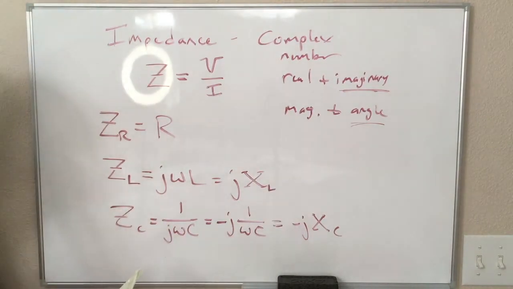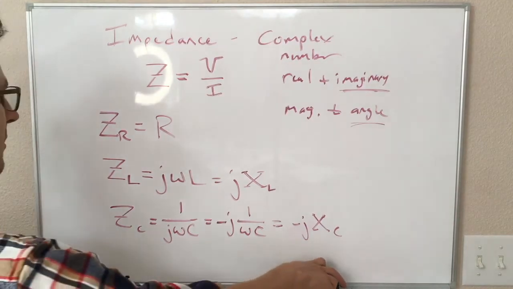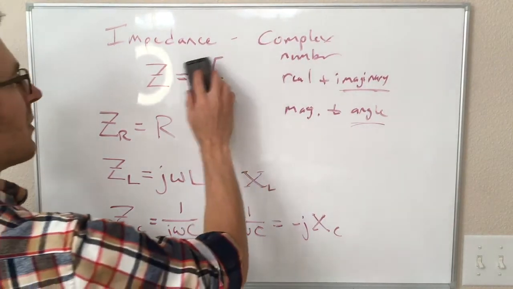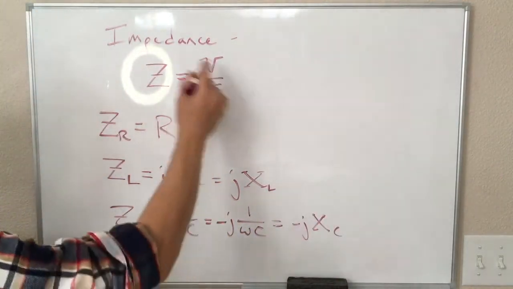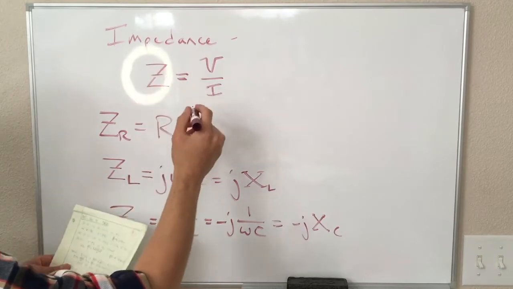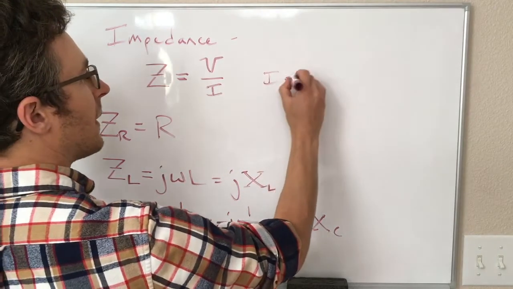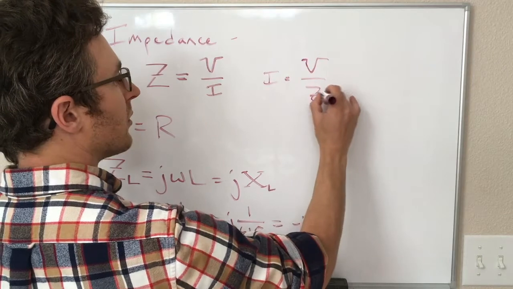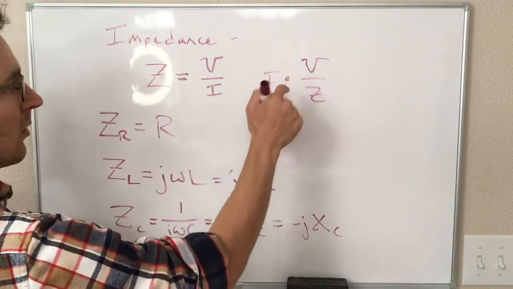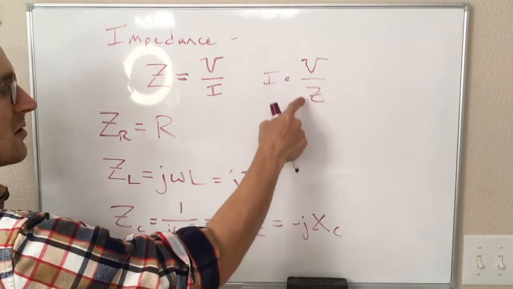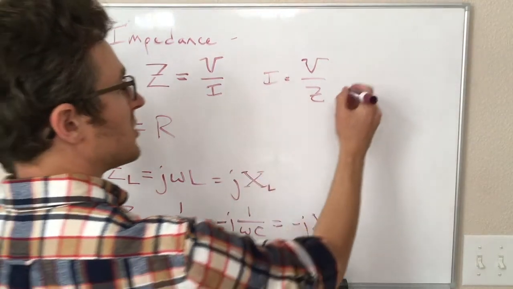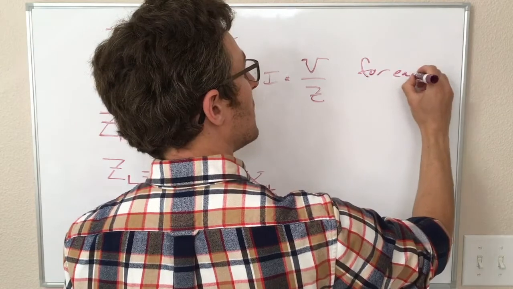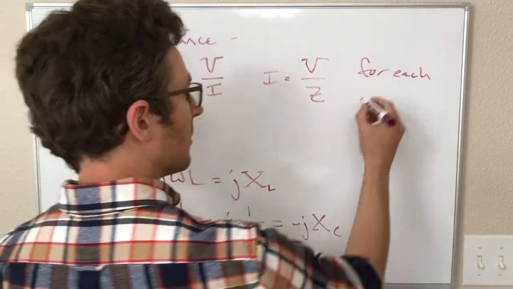Okay, so we'll get to some examples of this, but a couple more facts to talk about. This relationship is true for each component, or we could also write this as I is equal to V over Z, if we're applying a V divided by the impedance to get the current that results from that. So this is true for each component, meaning each electrical component.